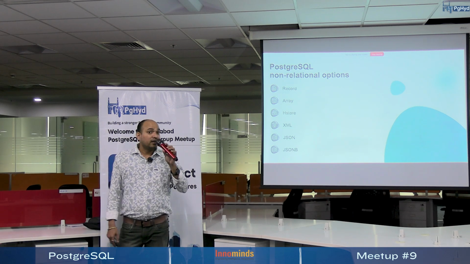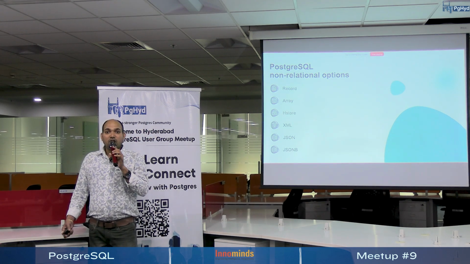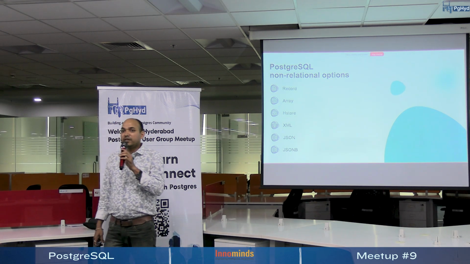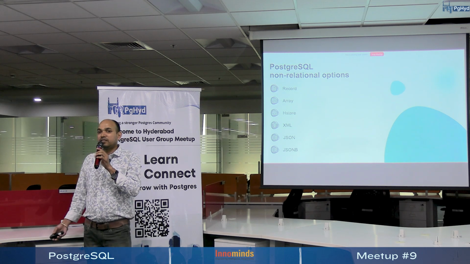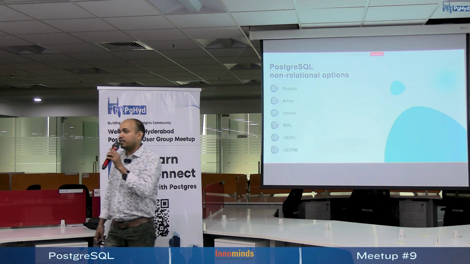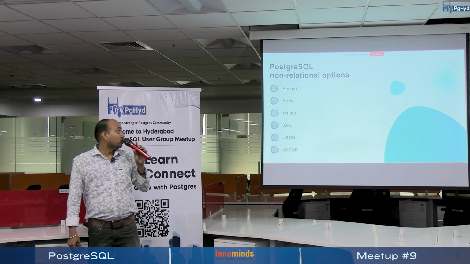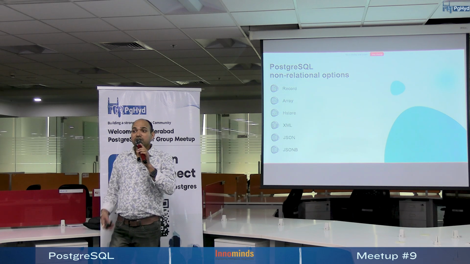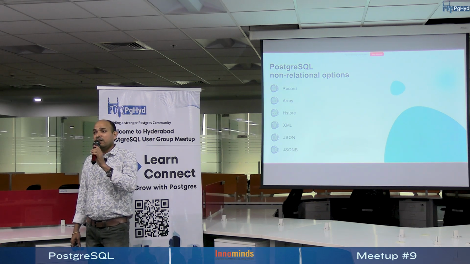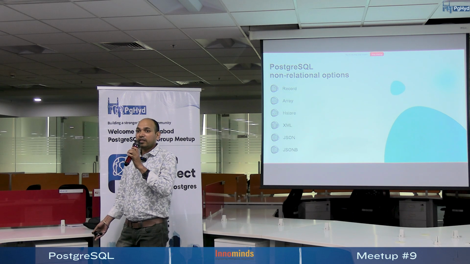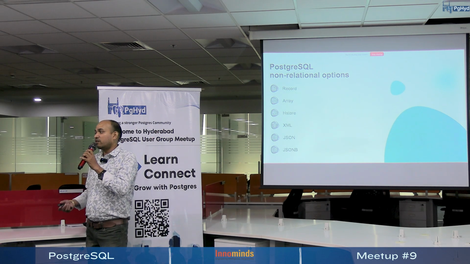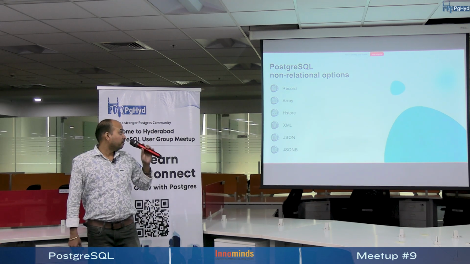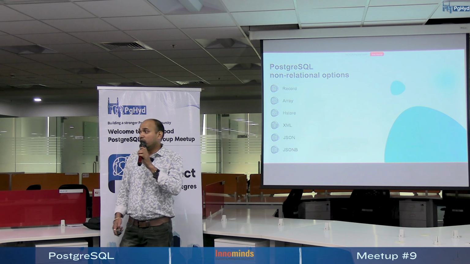So let's see how Postgres provides non-relational types, right? Maybe the data types which can handle more data, not just scalar data types like numeric or character. So maybe the record or array, HStore, XML, JSON and JSONB. These are some of the non-relational data types, which means they can store a large amount of data, not just numeric or text. So our topic is more on JSON and JSONB.